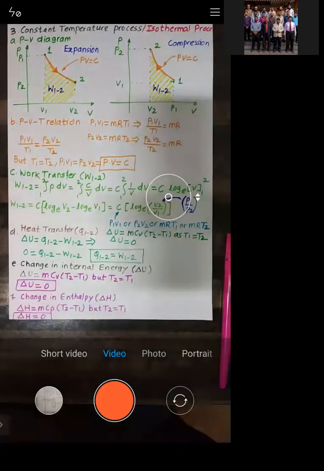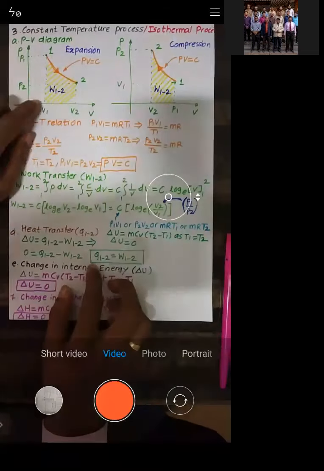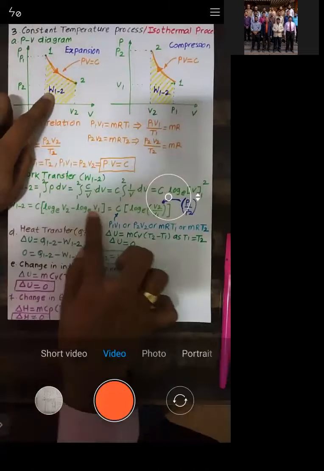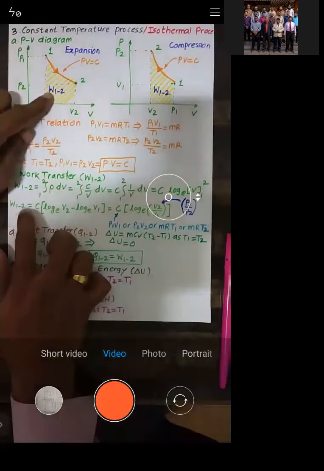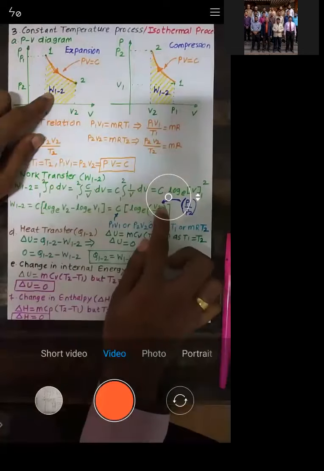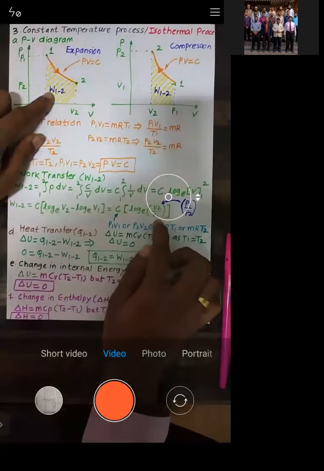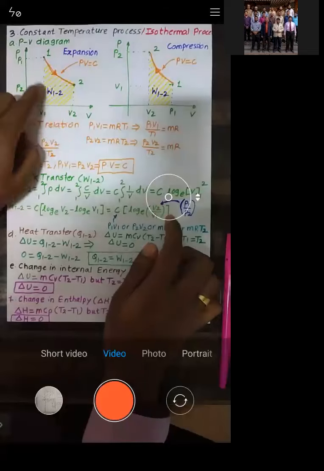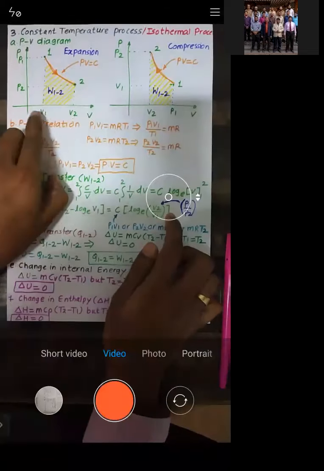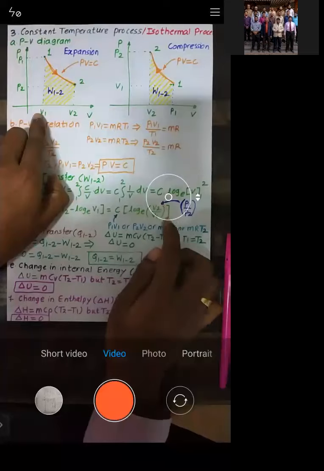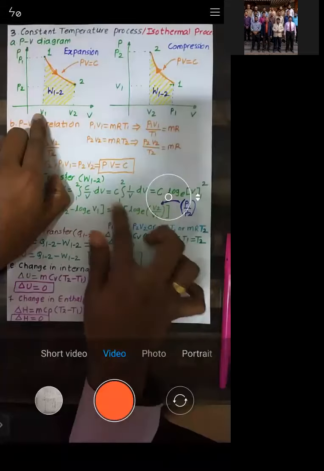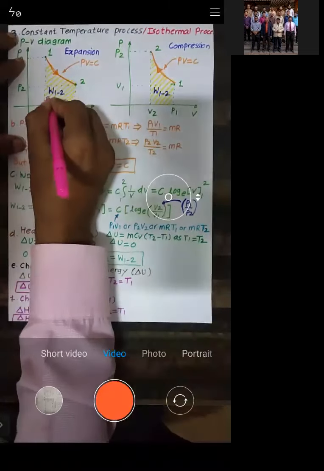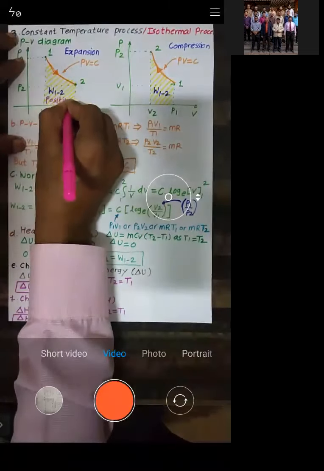How will it come? See, what we need to calculate is the work transfer. So this is the formula for work transfer, where you have log of V2 by V1, right? V2 you can see is greater. See here in this diagram, V2 is greater than V1, so this term you will get as a positive value.